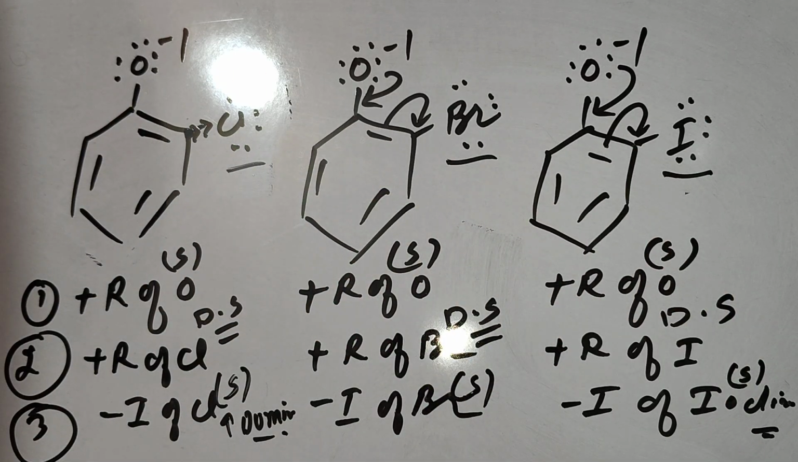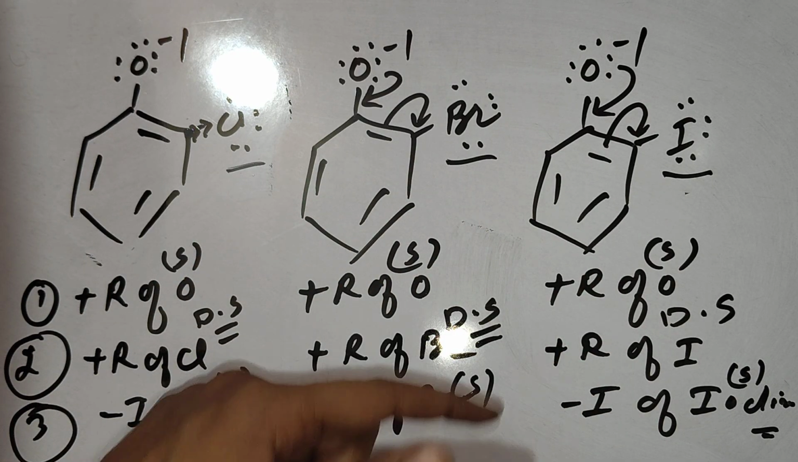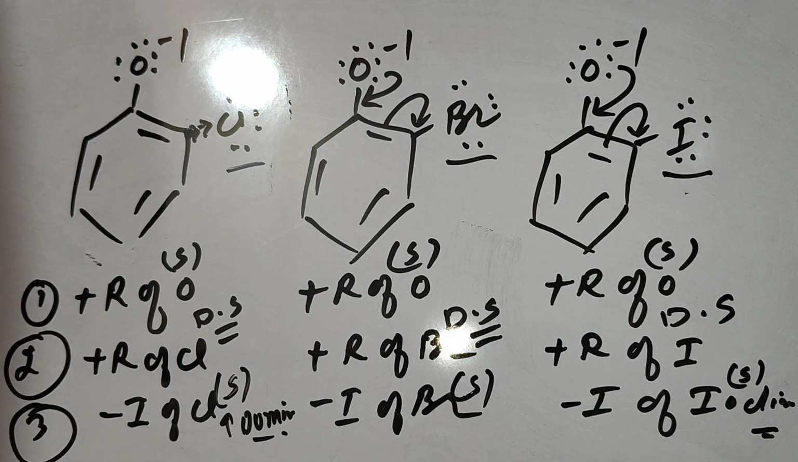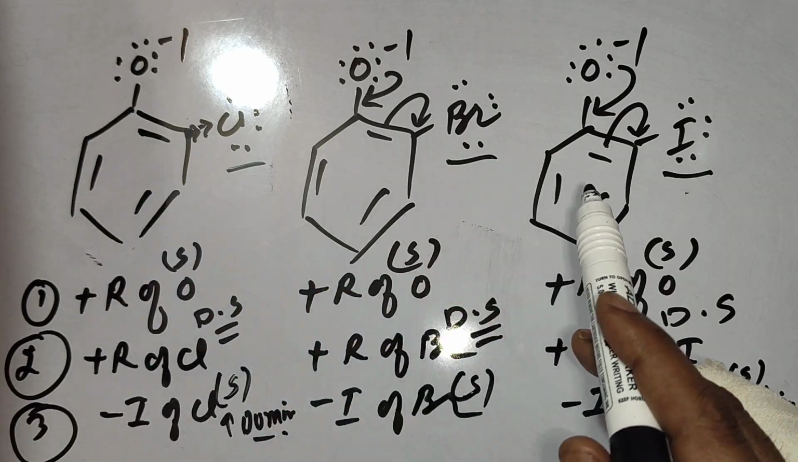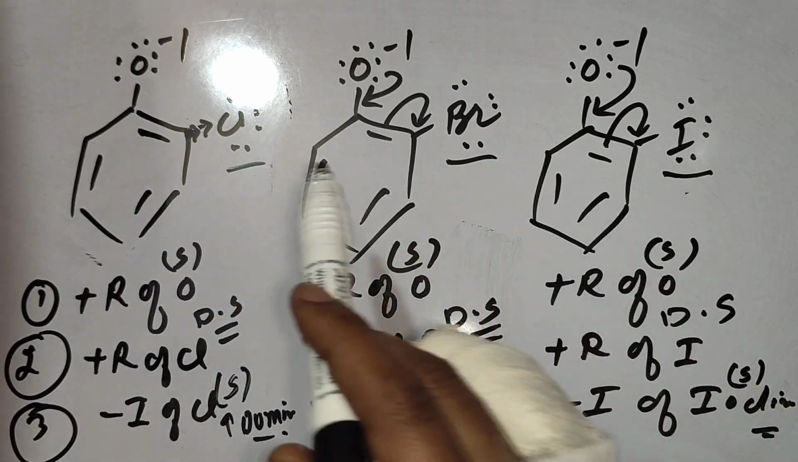Now the question is, why in 99% cases plus R is dominating, and why in chlorine, bromine, iodine minus I is dominating? Okay, I will answer it, but first let's conclude. What is the final conclusion? First let's conclude, then we will go for the reason. Minus I effect is dominating. Okay, means all three are stabilized.